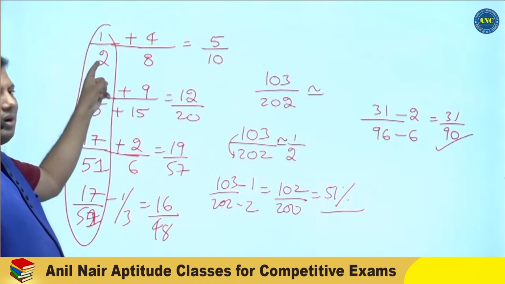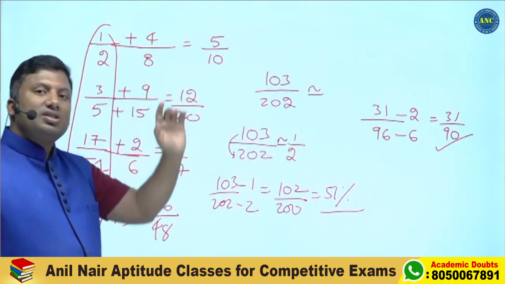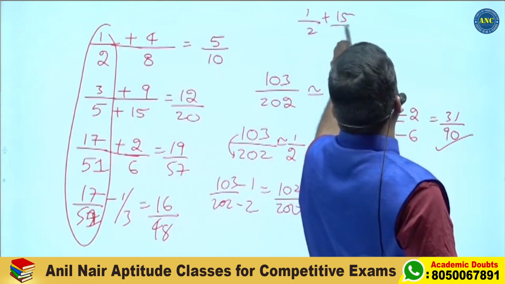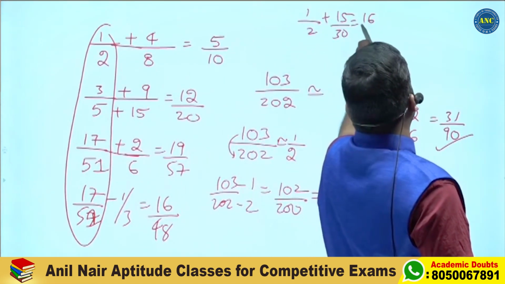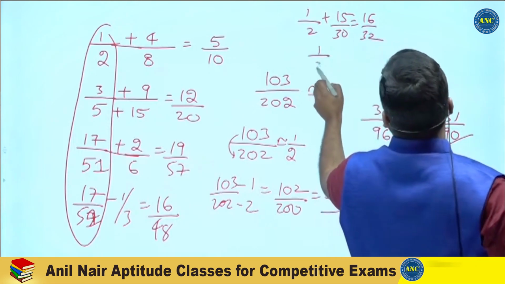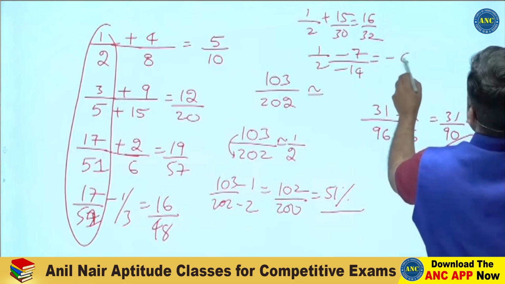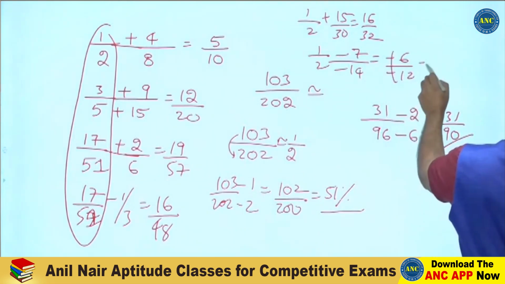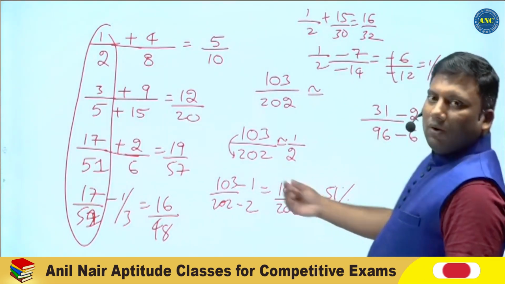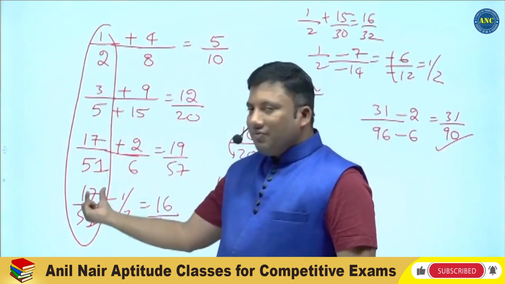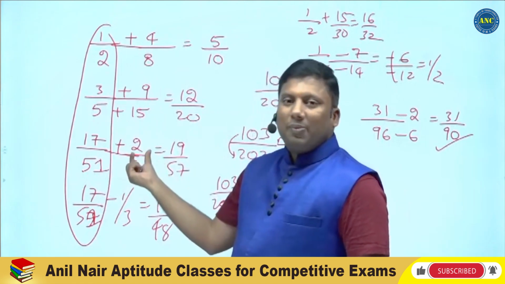It is of the form 1 by 2. Add anything which is of the form 1 by 2. See here, 1 by 2 plus 15 by 30 is 16 by 32. Subtract anything of the form 1 by 2, it is minus 6 by minus 12. Again 1 by 2. The only thing we want is this value. Observe the form of this number. Add some plus or minus k.